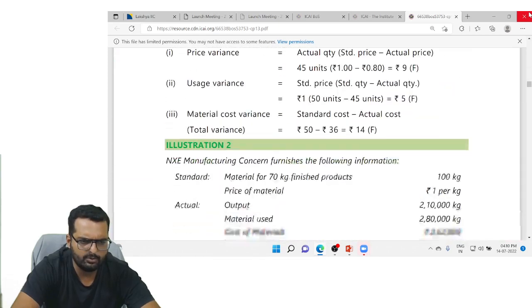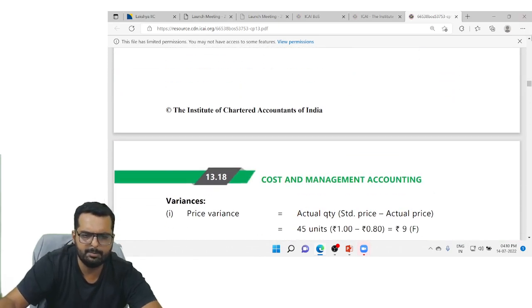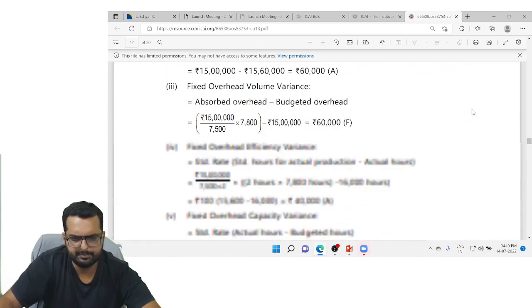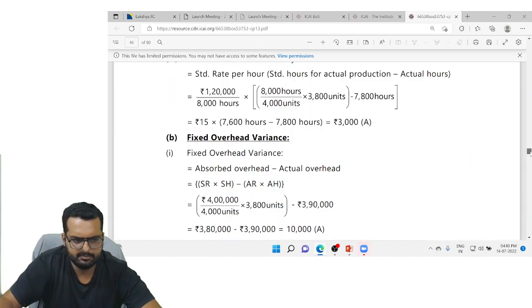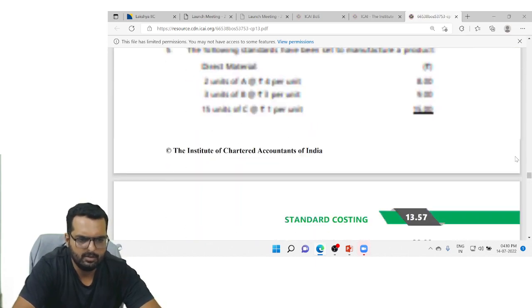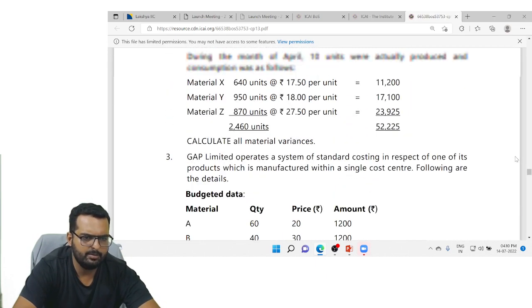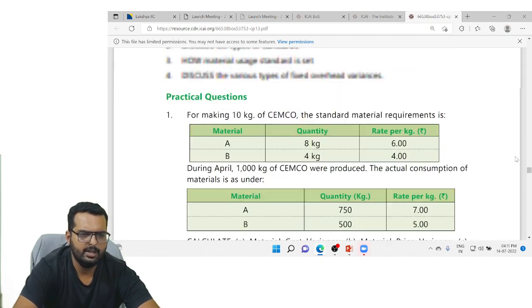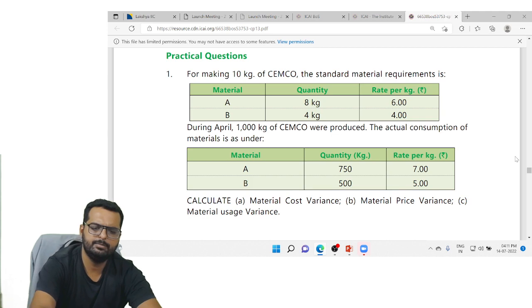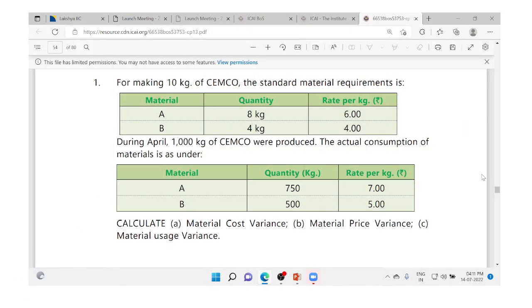We'll go to the next question in the practice problem. We will do all the material, labor, and variable overhead part. We'll complete it. All right. Question number one. I'll give you 5 minutes time. Can you do this on your own? Please do it, friends.